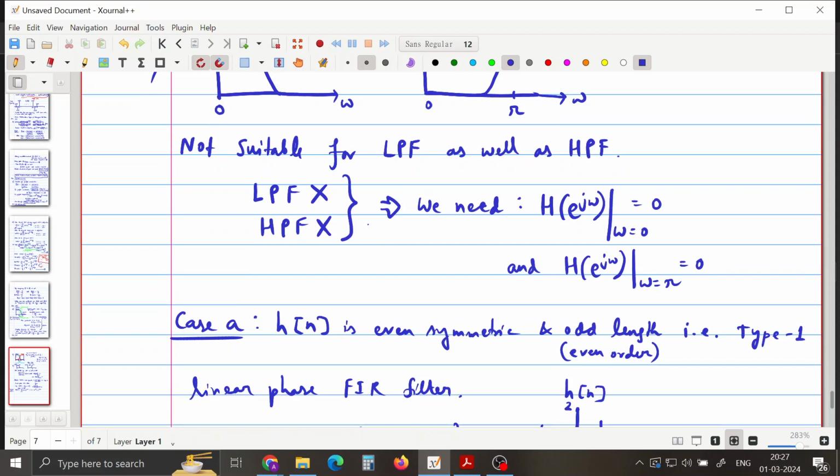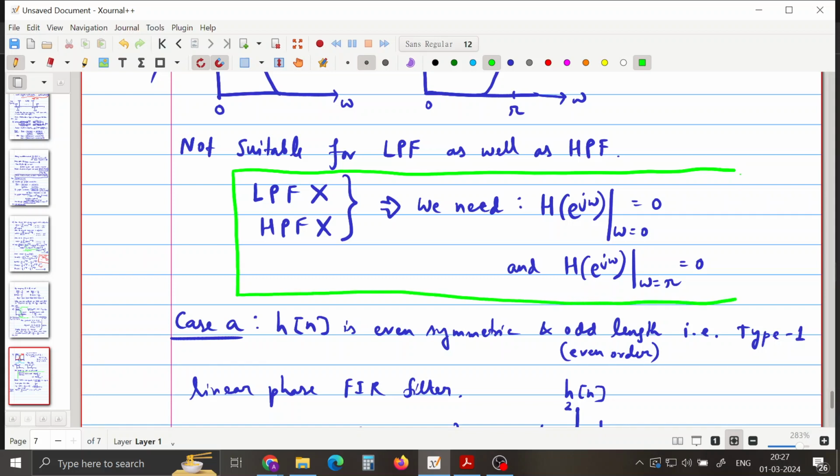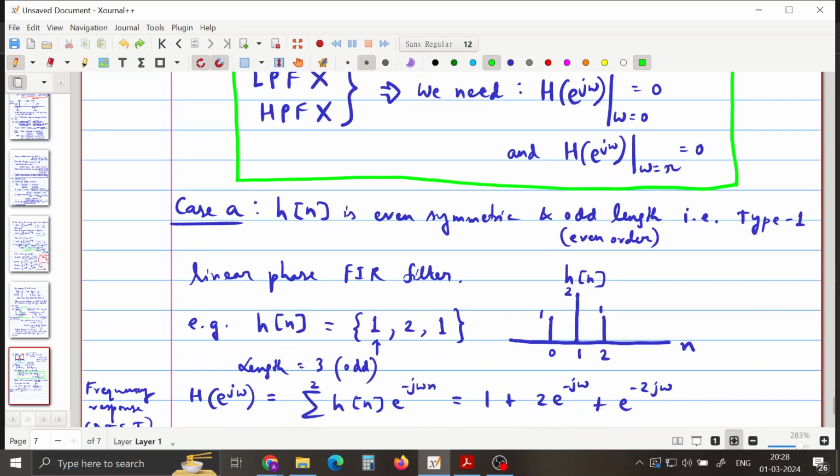Now going back to our condition that we need to check, these two conditions. Maybe I'll put them in a green box. This green box encompasses the two conditions that we need. First of all, we need this, and also we need this. Let's see if they are getting satisfied or not.